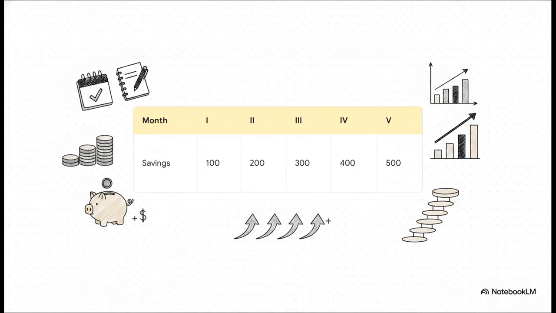Look at Arifa's savings table. Arifa has a wonderful habit. She saves exactly 100 rupees every single month. In month 1, she has 100 rupees. In month 2, 200. In month 3, 300. This real-life habit literally creates an arithmetic progression. Here, our first term, A, is 100, and our common difference, D, is clearly a positive 100.